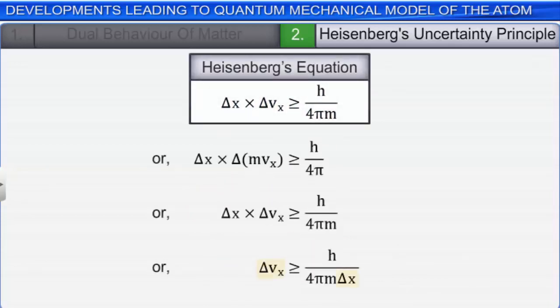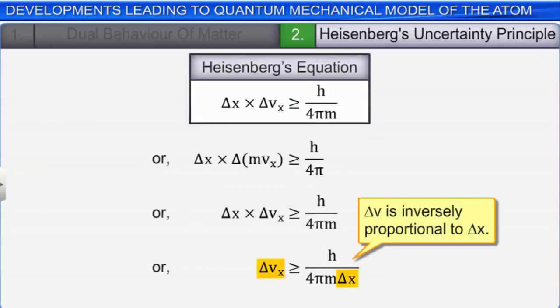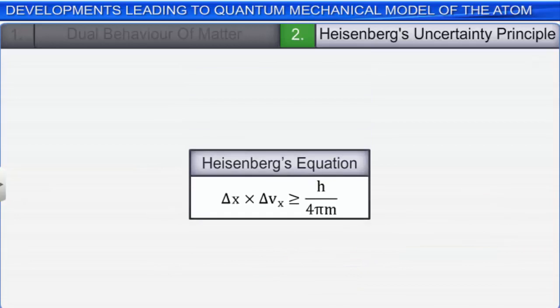Note that the uncertainty in the position and velocity are inversely proportional to each other. This means that if the position of the electron is known with a high degree of accuracy, then the velocity of the electron will be uncertain, and vice versa. Also note that the uncertainty in the position and velocity are inversely proportional to the mass of the object. That is, uncertainty in the position and velocity decreases as the mass of the object increases, and vice versa.